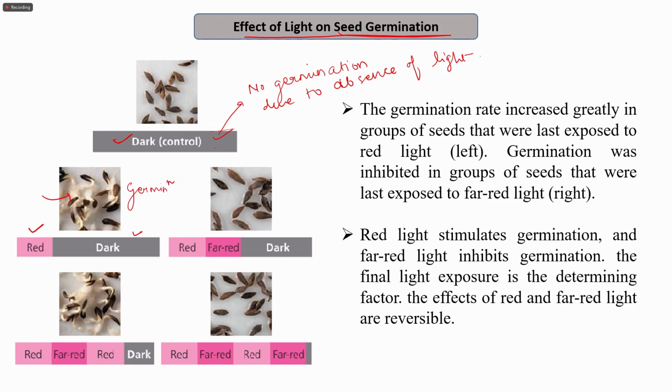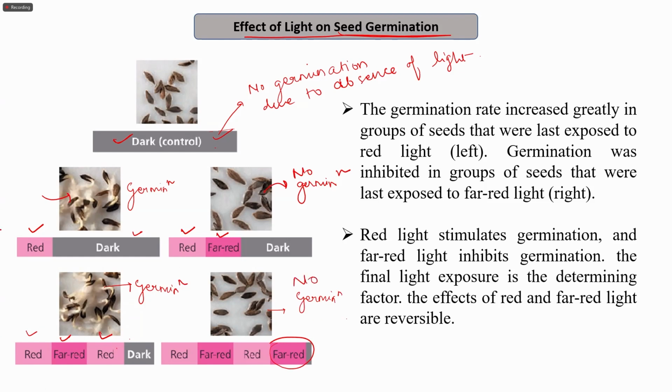While in the other set of experiments, when the seeds were first exposed to red, then to far red, there is no germination. In the next set of experiments, the seeds were first exposed to red light, then for a certain time to far red light, then again to red light followed by a dark period. It again shows germination. And if after the exposure to red light, I again expose it to far red light, germination is inhibited. So no germination.